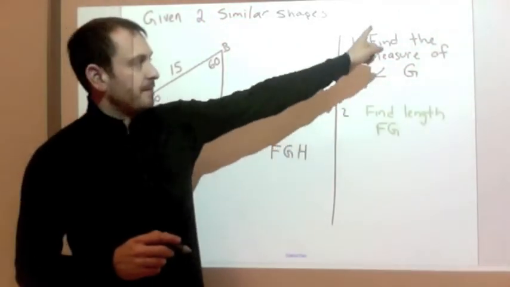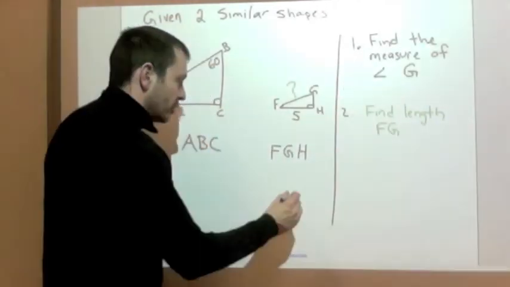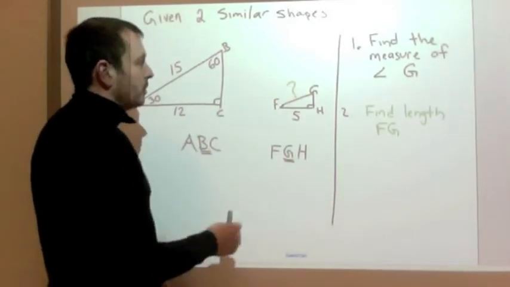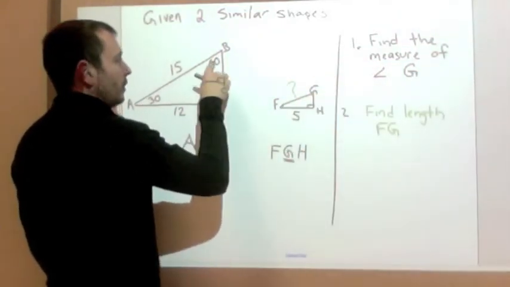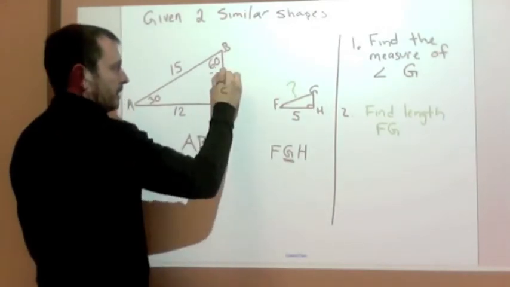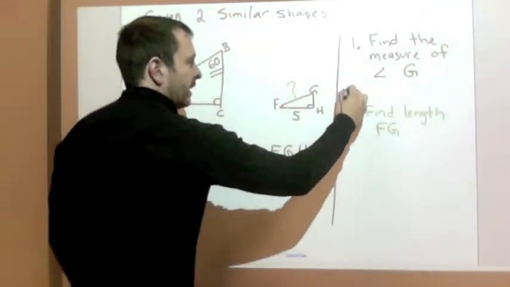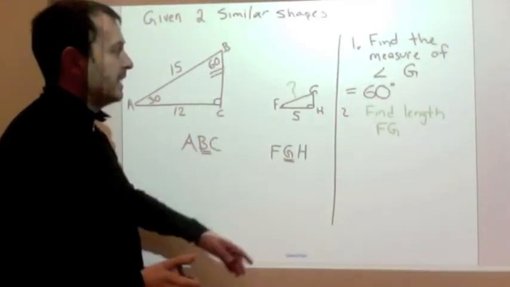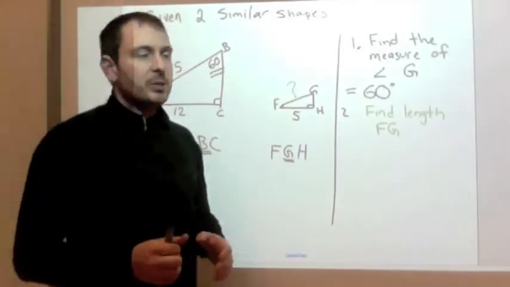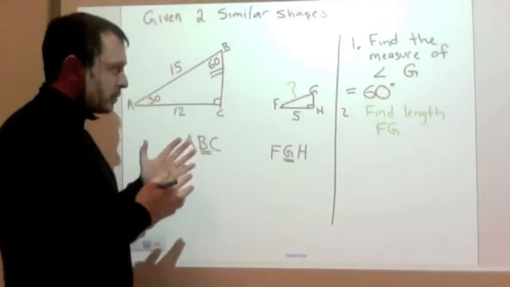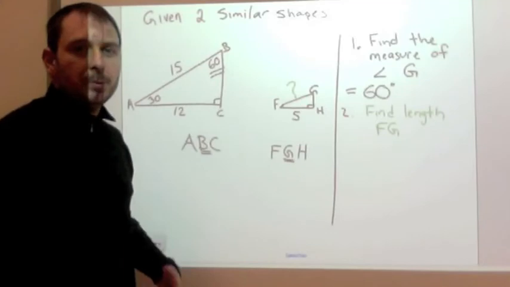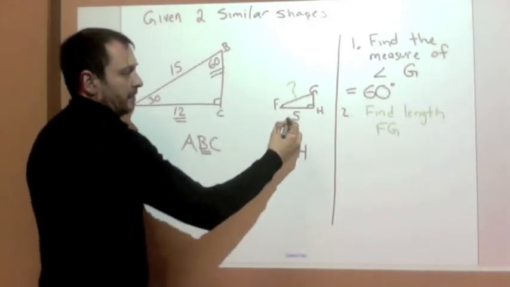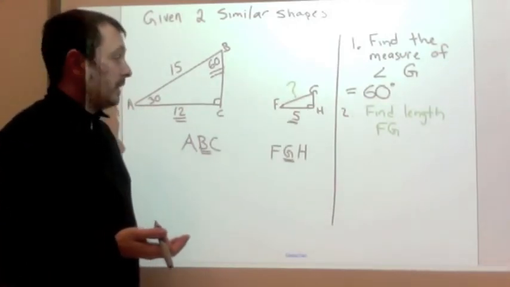So when the question up here says find the measure of angle G, G corresponds to B. So B and G are going to be the same. So if we want to find G, all we need to know is if B is 60, then G is 60. And next, find the length of FG. So, with the previous questions, it was always like twice as big or 3 times as big. It was easy to see. Let's say these aren't as easy. 12 and 5, let's see how that relates.